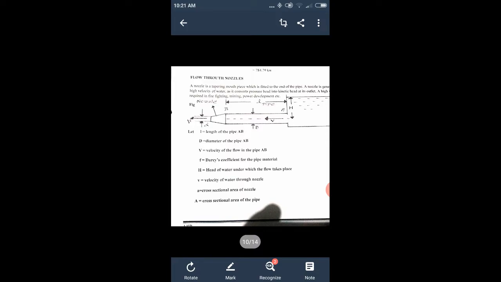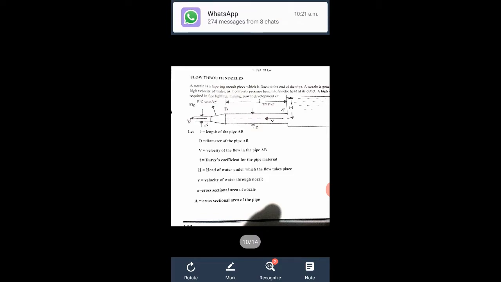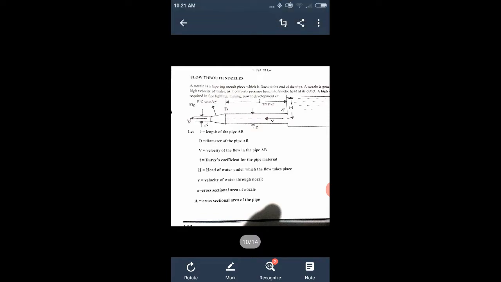and V is the velocity of flow in the pipe, and D is the diameter of the pipe. The nozzle is fitted at the end of the pipe, so the diameter at the outlet is small d, and the velocity of the jet is small v. AB is the length of the pipe. Here AB equals the length of the pipe, capital D equals the diameter of the pipe, and V equals the velocity of flow in AB.